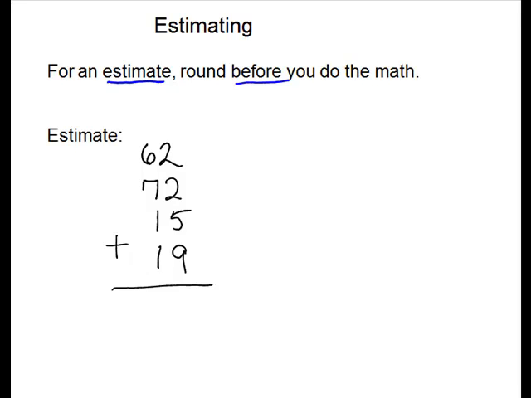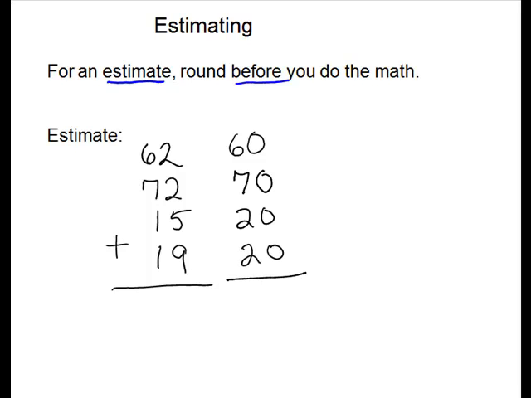So for 62, how is that going to round? 2 is lower than 5, so that one's going to round down to 60. How about 72? We're looking at our 7 to the left of it. A 2 is going to drop off, so that gives us 70. For 15, the 5 is going to push your 1 up, so you have 20. And 19, the 9 will push the 1 up.